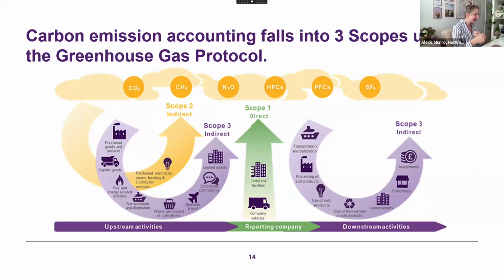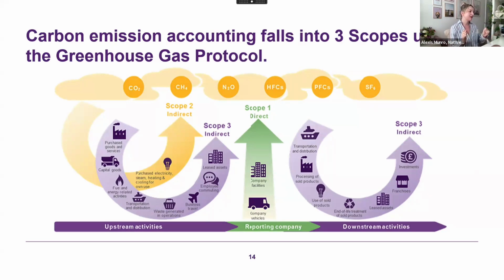And some accountants struggle with the concept of scope 3 because it's purposefully double counting. So your scope 3 will be another company's scope 1 and 2. So yes, it's double counting, but that is the purpose of it and its design. So that can be quite a difficult concept to explain to accountants or to auditors around why that exists.